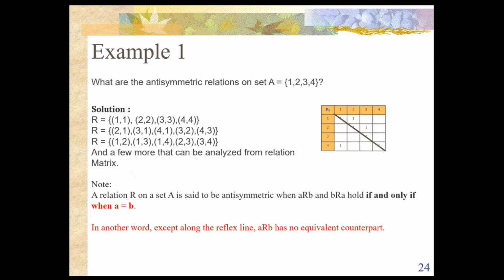All right, so if given this question where we have only the set defined, the name of the set is A, and the elements are 1, 2, 3, 4. Can we identify all the anti-symmetric relations in this set? Okay, so the first answer is all the cells along the reflexive line, 1,1, 2,2, 3,3, 4,4, are anti-symmetric.